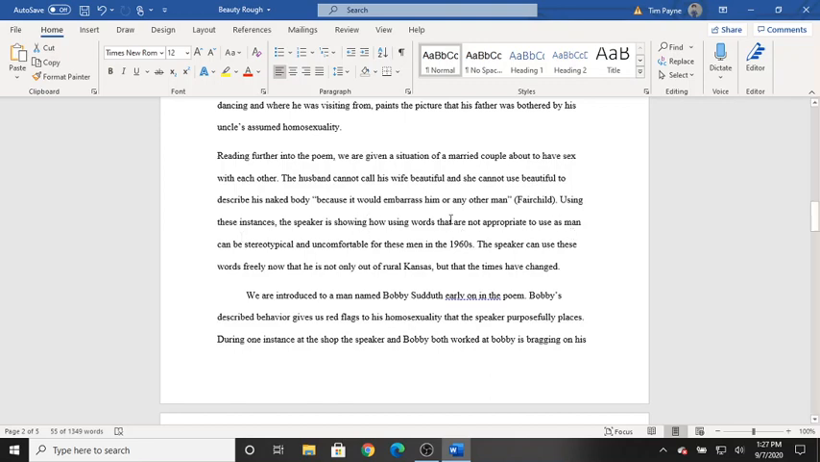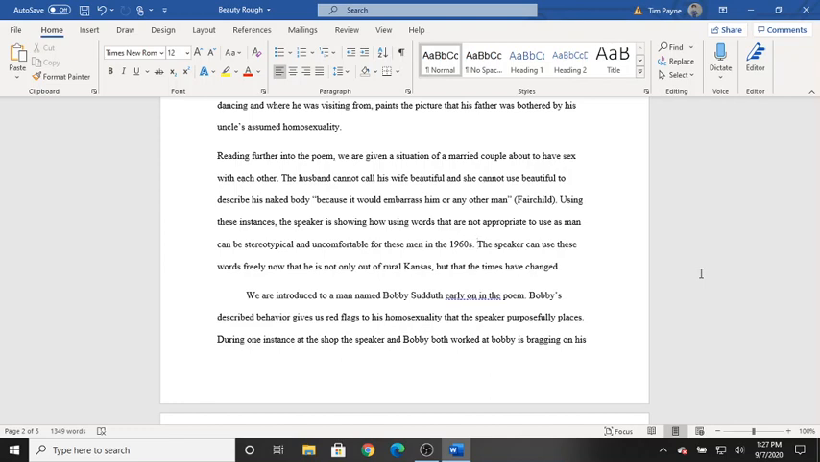Like I pointed out, we know all this. This isn't really new, that's pretty obvious from reading the poem. But this last sentence, the speaker can use these words freely now that he is not only out of Kansas, but that the times have changed. There's some implied arguments there, right? Specifically, to do with sort of regional assumptions about masculinity and also temporal ones. That's a fancy word for having to do with time.